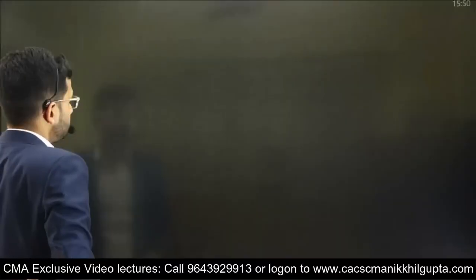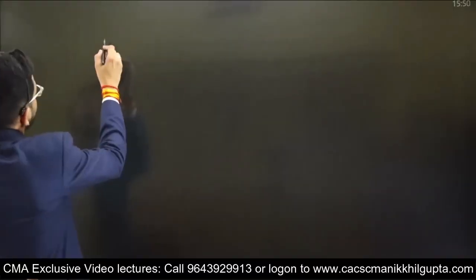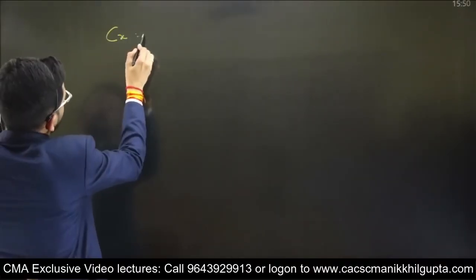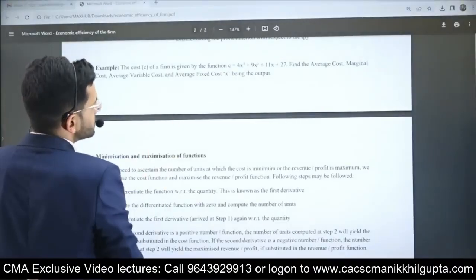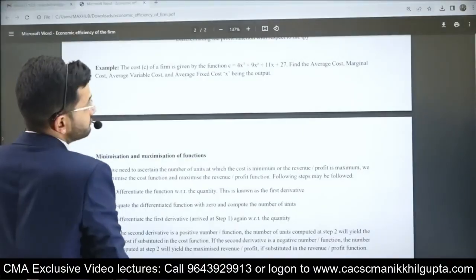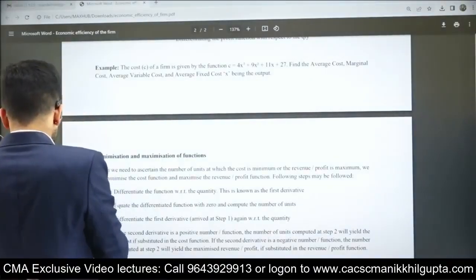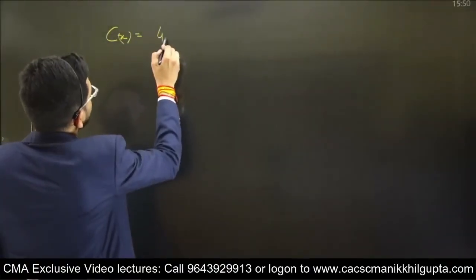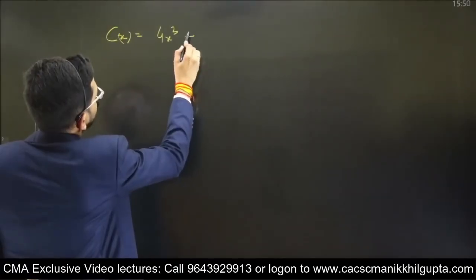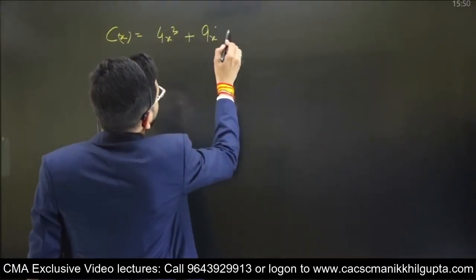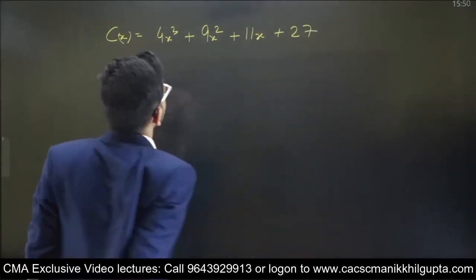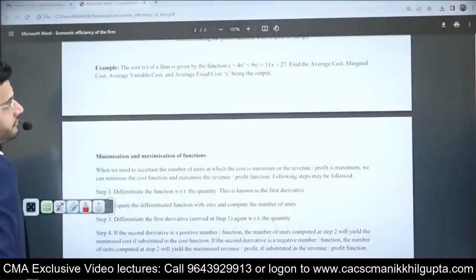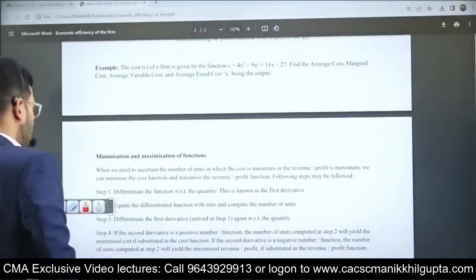Let me take a blank chart. What is the cost function? The cost function is 4x cube, 9x square, 11x, 27. This is the total cost.